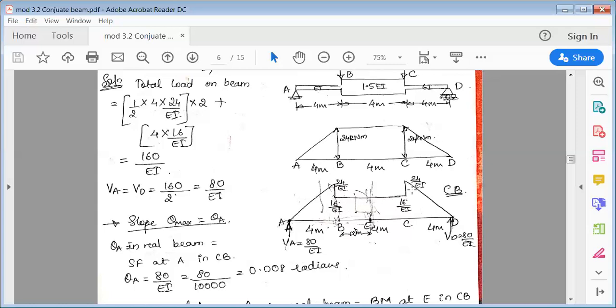Then again at C, to the left side of C, there is 1.5 EI. To the right side of C, there is another EI. So to the left side of C, that is 1.5. So this 24 divided by 1.5 becomes 16 over EI. Same thing at C, to the right side of C, it is only the EI value. So it is the bending moment 24 divided by the EI value. So it is 24 over EI.